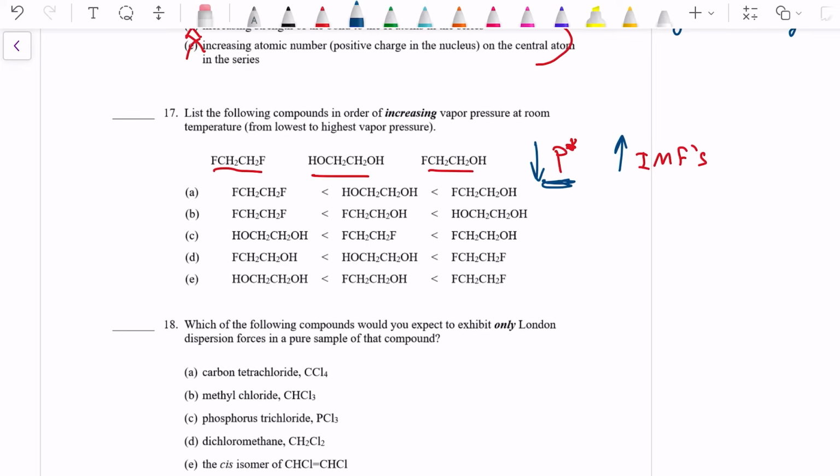So anyways, that's just one quick conceptual explanation. Just remember this trend: as intermolecular forces increase, vapor pressure is going to decrease. So now let's look at our species and identify relative intermolecular forces.